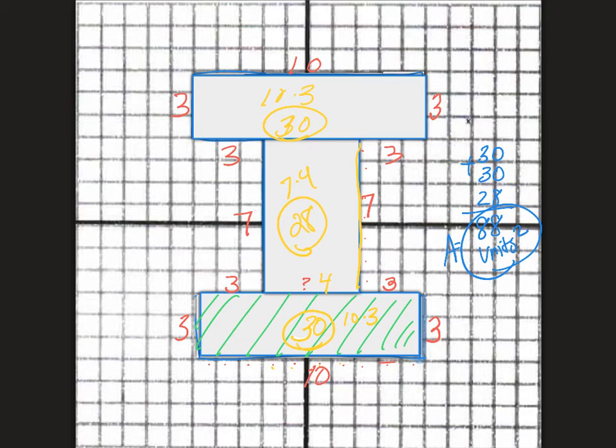Now, if you wanted to enrich yourself, you could find the perimeter. So you could go around and add all the sides, 10 plus 3 plus 3 plus 7, and then you could get your answer here, but you would just label that in units, not units squared, because you're not finding area. So you could enrich yourself too.